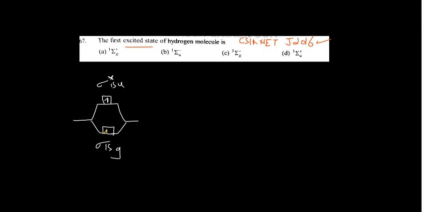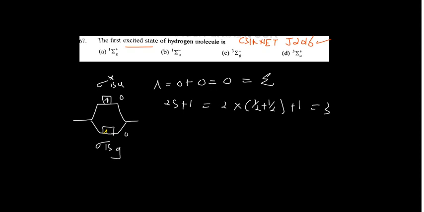There is no net orbital angular momentum for the sigma orbital, so for this the value is 0. If you calculate this, 0 plus 0 will give you 0, and that will give you the value of sigma. Okay, there is no problem in that. If you want to calculate the spin multiplicity, that is 2S plus 1, that is 2 multiplied by half plus 1, that will give you 3. So far you have sigma 3.